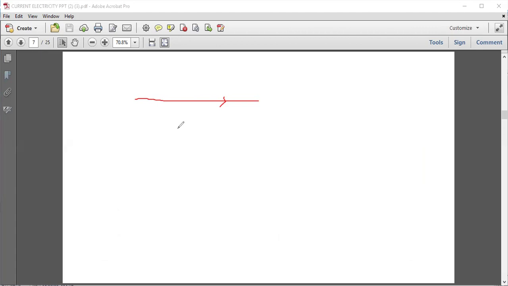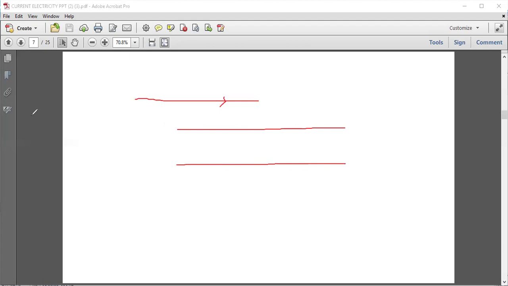Now here in an electrolyte, current is constituted by the flow of positive and negative ions. But in a metallic conductor, we are more concerned with metallic conductors. Why? Because in current electricity we deal with metallic conductors. Metallic conductor means copper wire, silver wire, gold wire, iron wire. Through these electric current can conduct.